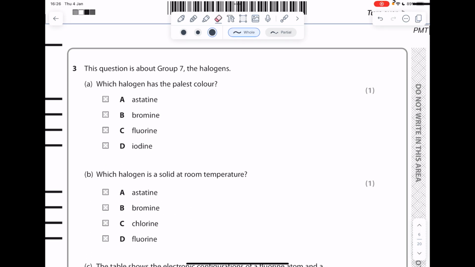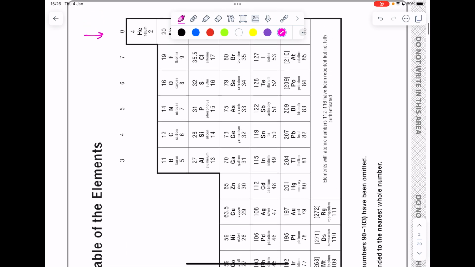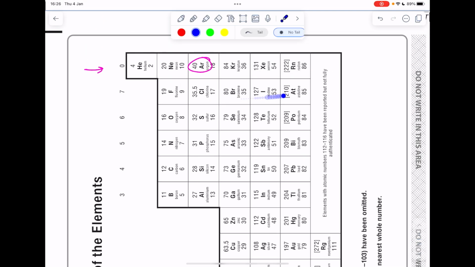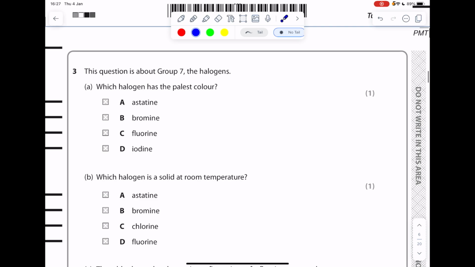This question is about group 7, the halogens. Which halogen has the palest colour? So if we go back up here, a bit hard because it's on the side. These are the halogens. Remember, they get darker in colour as you descend the group, and they also increase their melting point. So you'll find solids down here and gases up here. So the palest colour will be at the top of that group, which means it's fluorine.